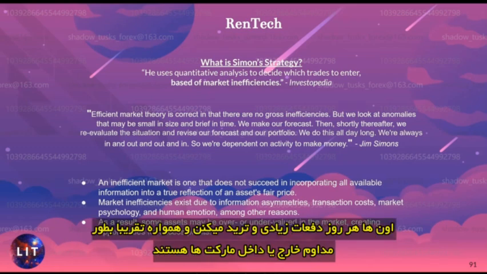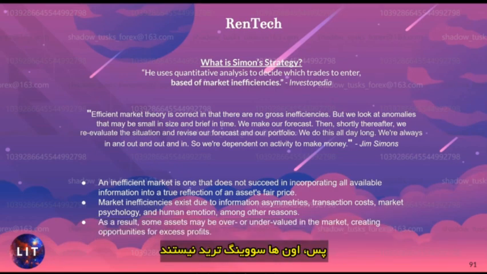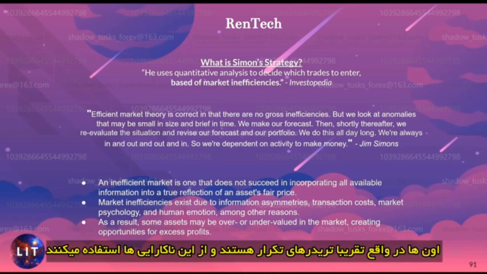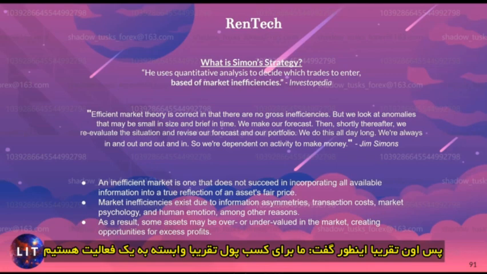They traded so many times, literally every single day, and they were always in and out of the markets consistently. They're not swing traders, they were almost like frequency traders and used these inefficiencies. So we are dependent on activity to make money, he said.